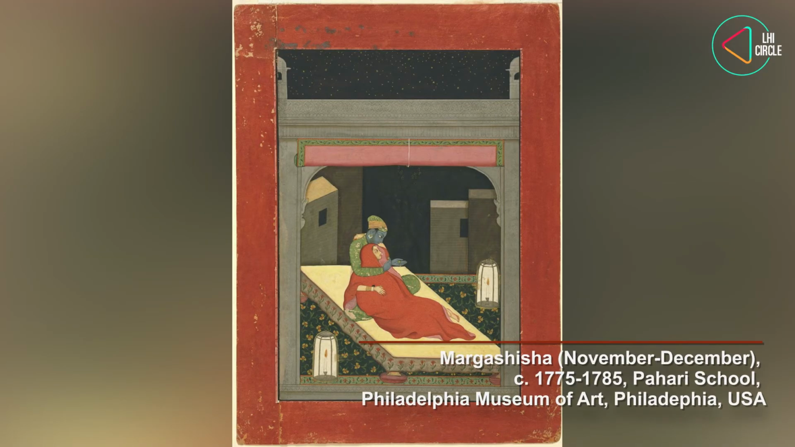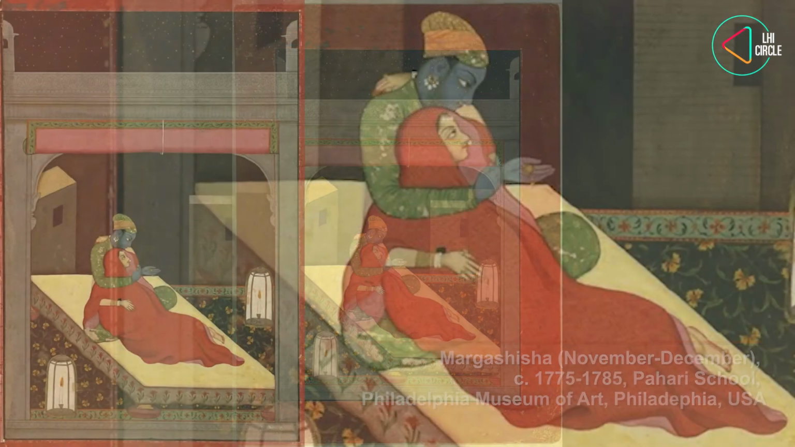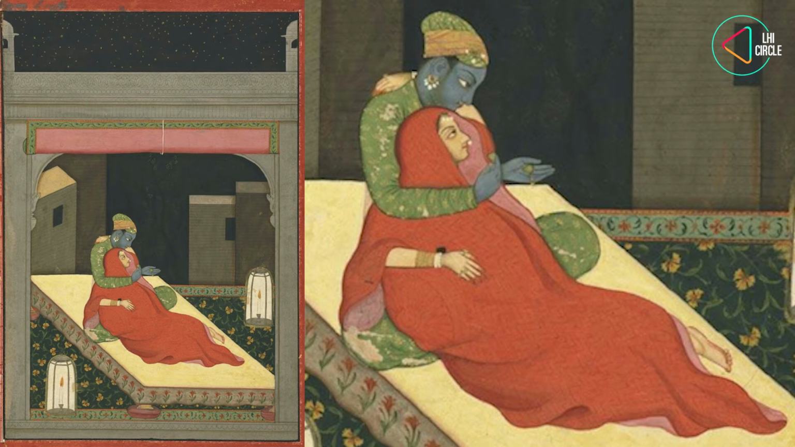Margashirsha and Paush are the months of winter as the weather gets decidedly chilly. The month of Margashirsha in this Pahari painting from Kangra or Guler is stylistically typical of the region. We see the heroine swathed in a blanket, leaning against Krishna, who holds her tenderly and offers her a pan.